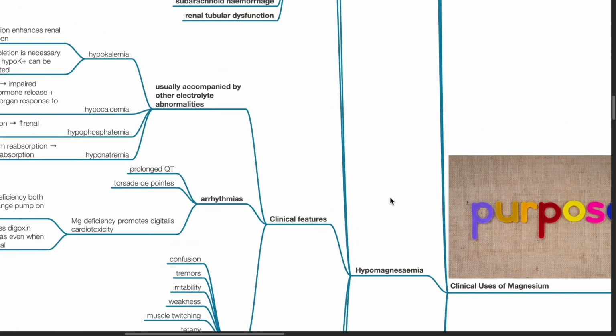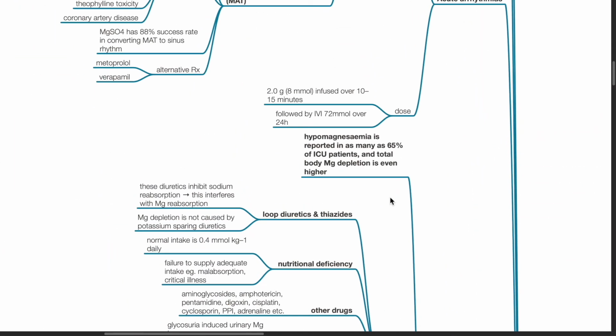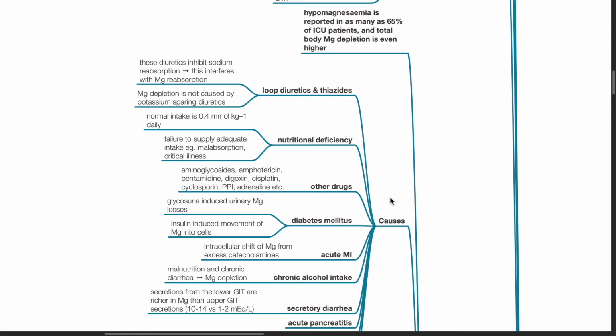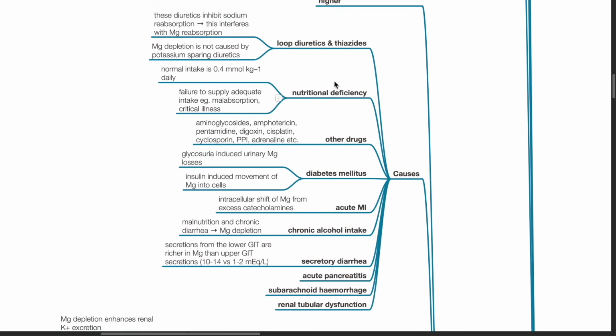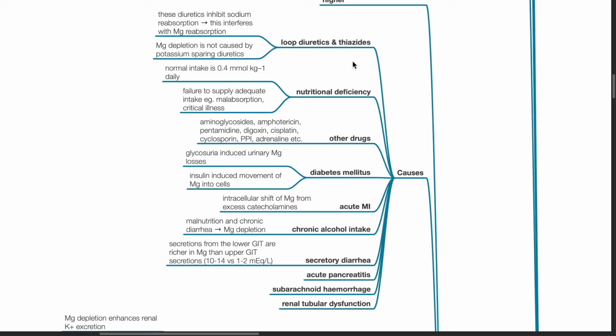Hypomagnesemia. Hypomagnesemia is reported in as many as 65% of ICU patients, and total body magnesium depletion is even higher. Causes include loop diuretics and thiazides. These diuretics inhibit sodium reabsorption, and this interferes with magnesium reabsorption. Magnesium depletion is not caused by potassium-sparing diuretics.